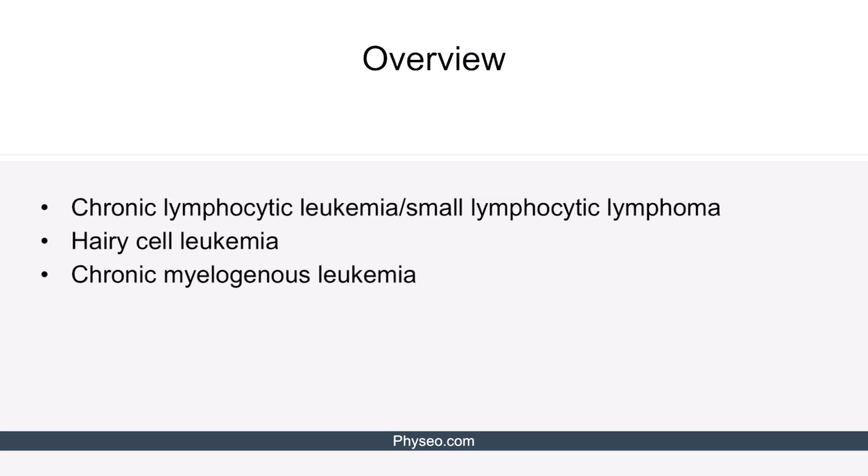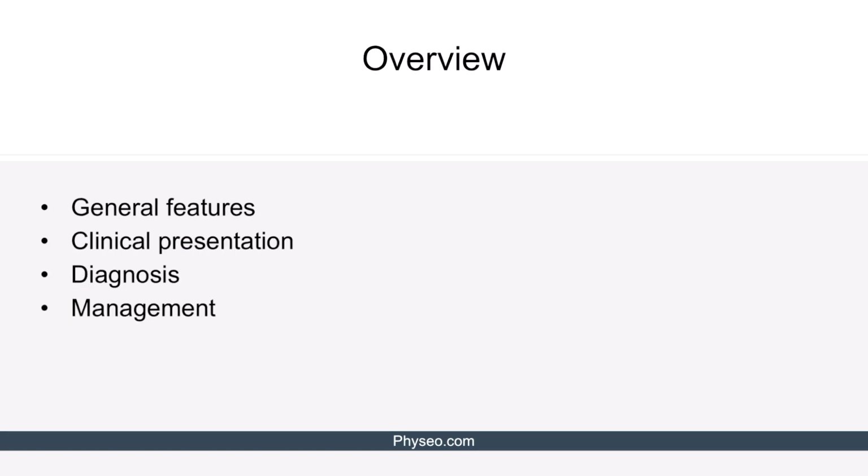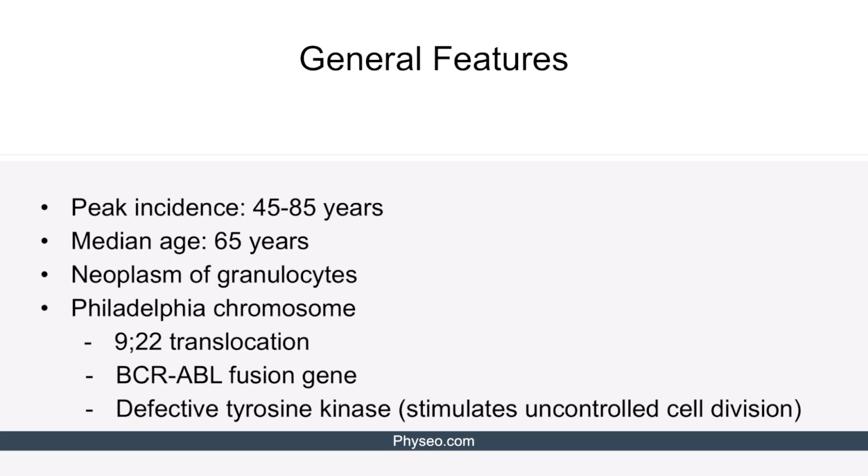Okay, now let's move on to our last topic, chronic myelogenous leukemia, or CML. With regards to this topic, we'll again be discussing general features, clinical presentation, diagnosis, and management. So let's begin with general features. CML has a peak incidence in people from 45 to 85 years of age. The median age of onset is 65 years.